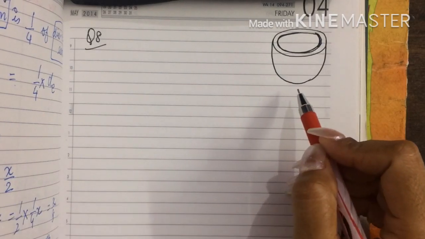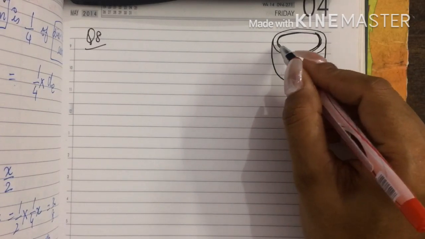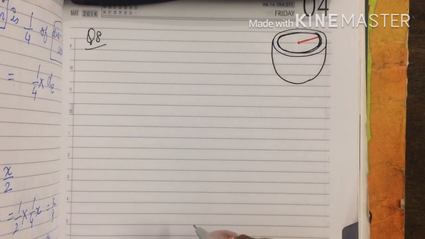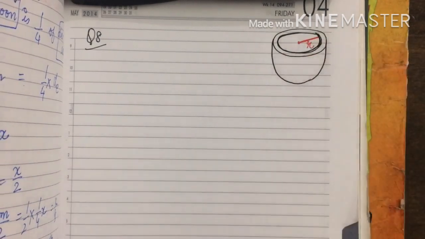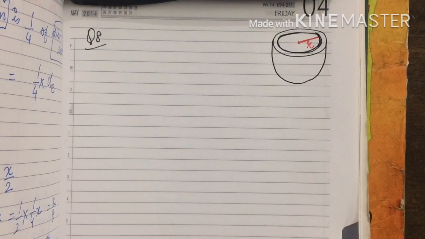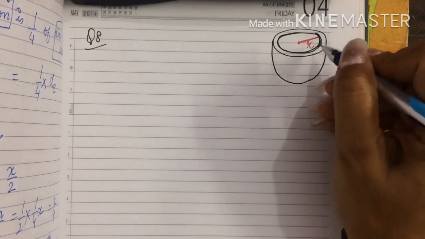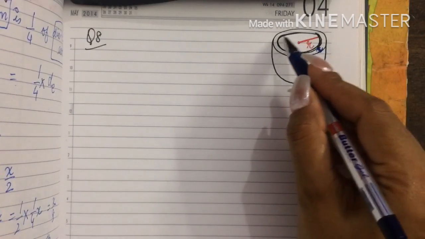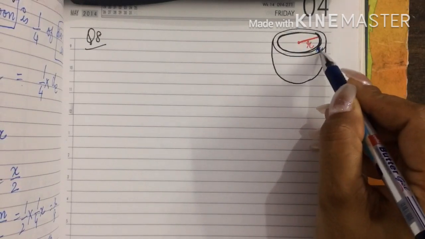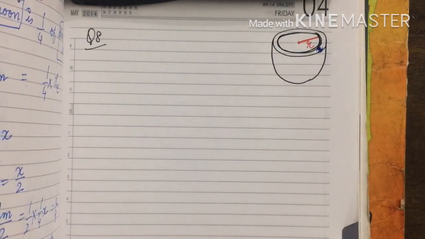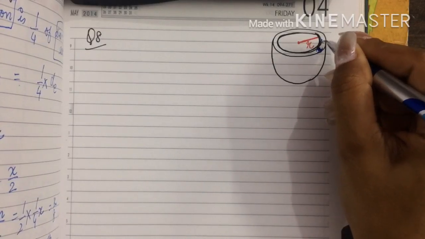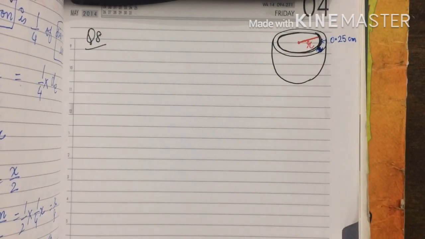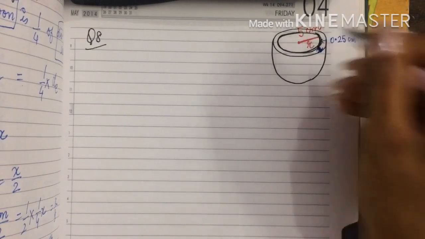So if this is the hemispherical bowl, then there is some thickness of the metal used. You have been given the inner radius. The inner radius, let's represent that by small r. Along with that, you have been given the thickness of the metal used. Thickness means this distance, the distance between the inner edge and the outer edge. This is given to be 0.25 centimeters. So this thickness is 0.25 centimeters and the inner radius is 5 centimeters.